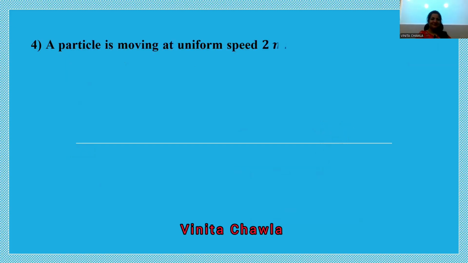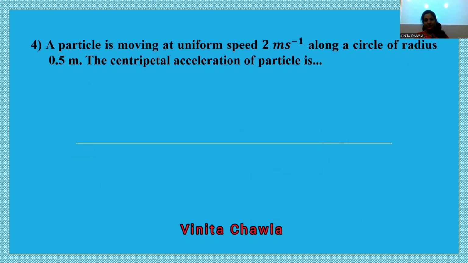16:27. Particle is moving at uniform speed 2 meters per second along a circle of radius 0.5 meter. The centripetal acceleration of the particle is, speed is given, radius is given, we have to find centripetal acceleration, and your options are these.